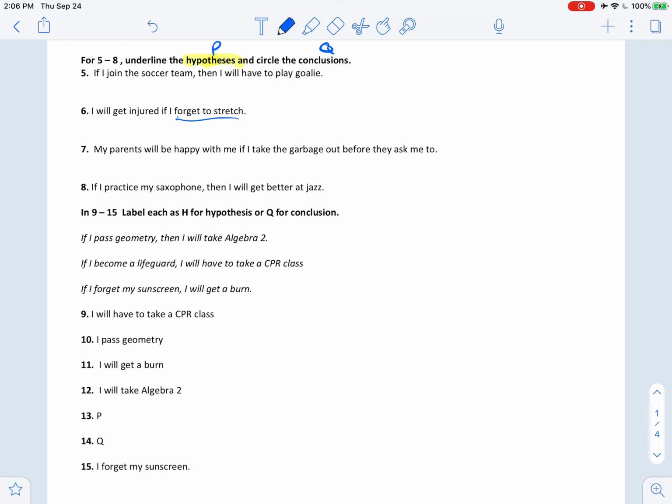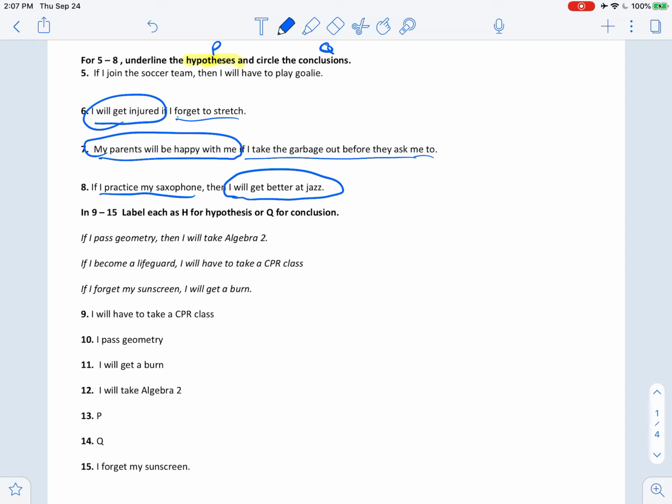Number 7, my parents will be happy with me if, there's my word if, got to be careful to find that, which means the hypothesis is I take out the garbage before they ask me to. And number 8, if comes first, so if I practice my saxophone. So my hypothesis is I practice my saxophone, and the conclusions then would have been I will get injured, my parents will be happy with me, and I will get better at jazz.